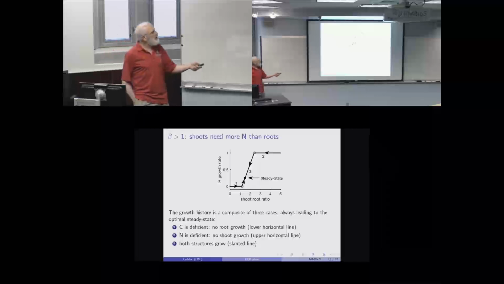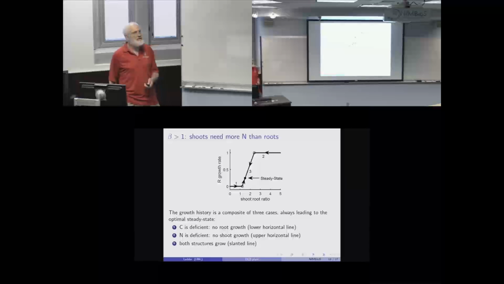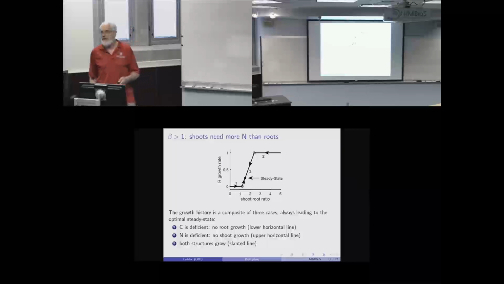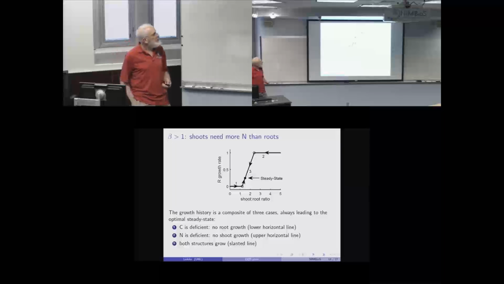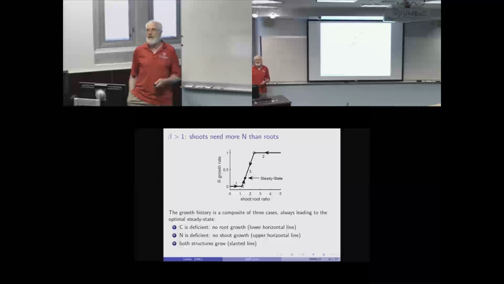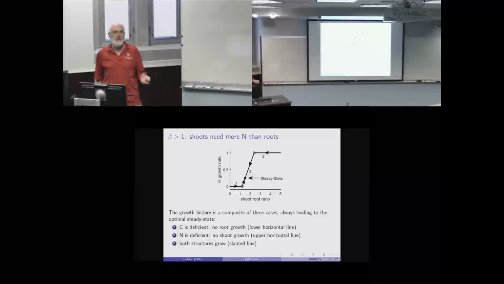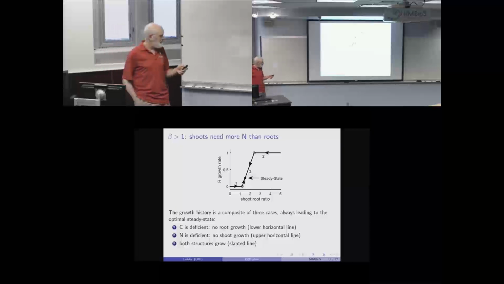Which one grows more depends on where you are compared to the steady state. If you have a pretty high shoot-root ratio, but not quite over the critical value, then that means that you have a lot of excess carbon going down to the roots, only a tiny amount of excess nitrogen going up to the shoots, so you're not going to produce much in the way of shoots, and you're going to produce almost as much roots as you could.